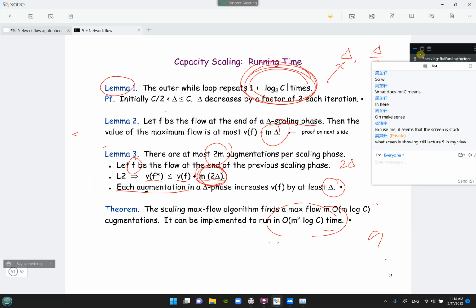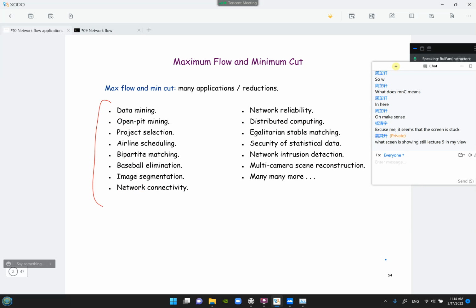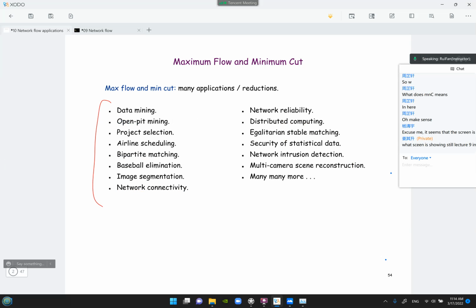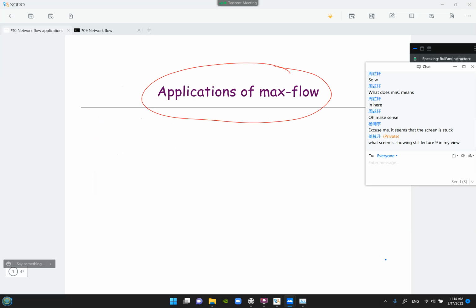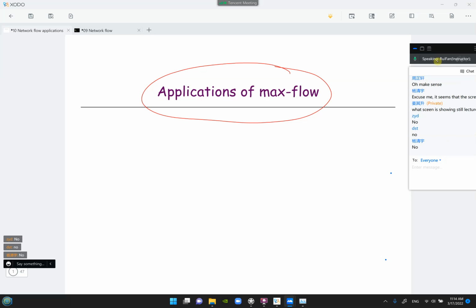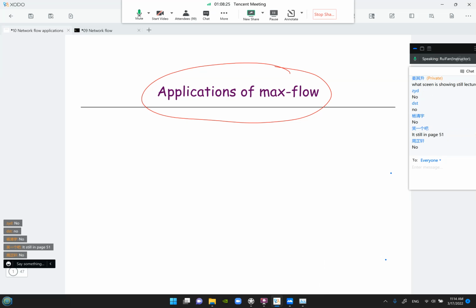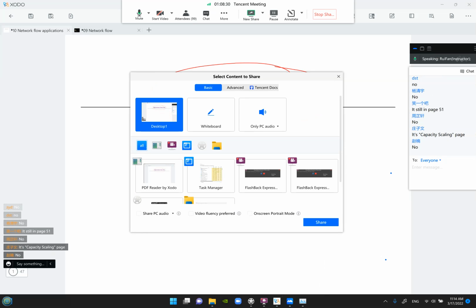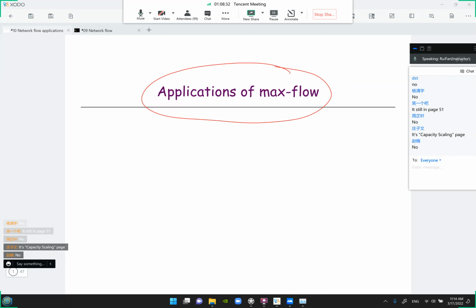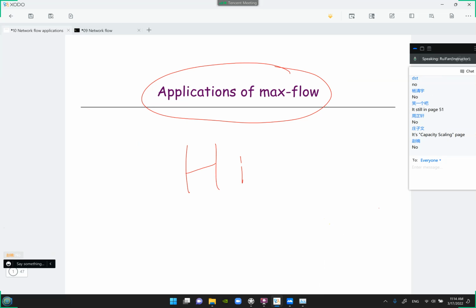Lecture 9. Guys, are you seeing what should be something that says applications of max flow? It seems the screen is stuck. I think there's something wrong with the sharing, so let me modify this. Let me just share everything. Now, guys, do you see? I just wrote the word hi. Do you see that? You see it now. Okay, fine.